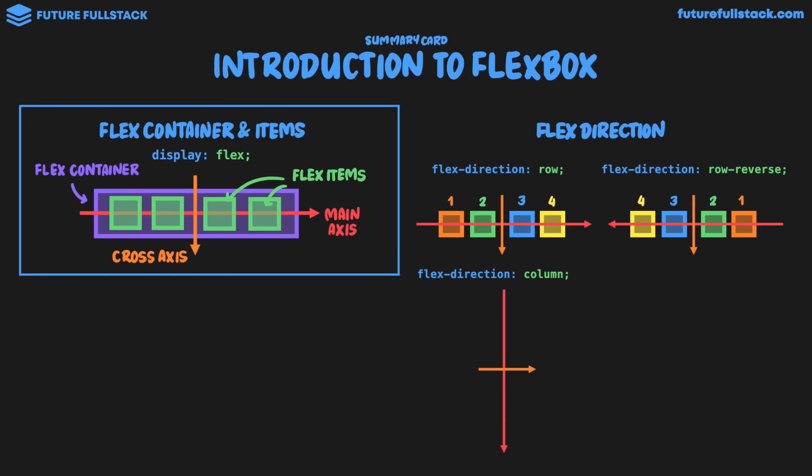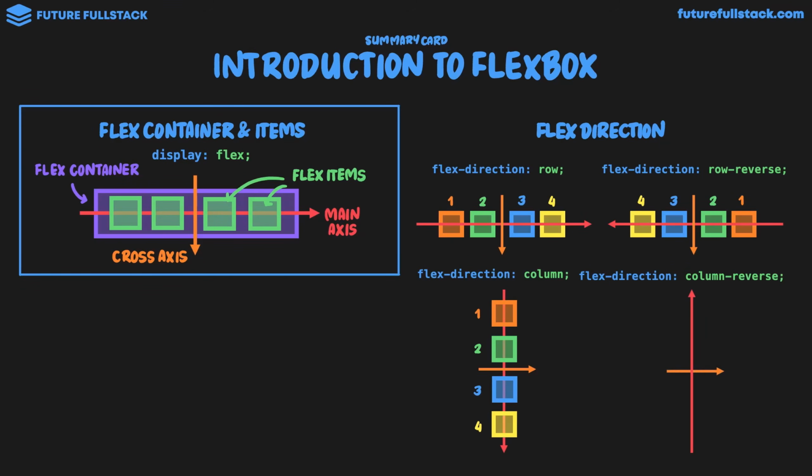Because our main axis now moves top to bottom, our flex items are arranged like this: 1, 2, 3, and 4. The final value we saw was flex direction column reverse, where the main axis now moves from bottom to top, and the cross axis still left to right. This then arranges our flex items like this: 1, 2, 3, and 4.